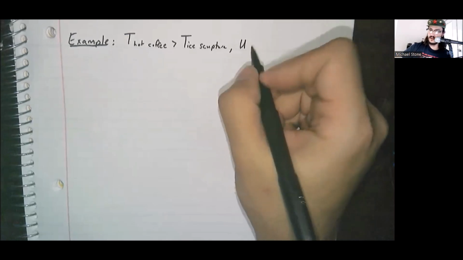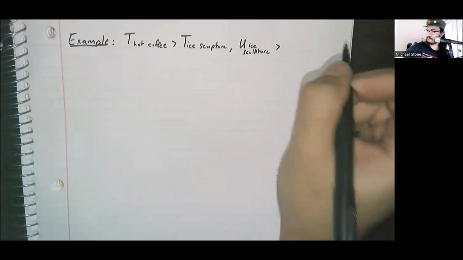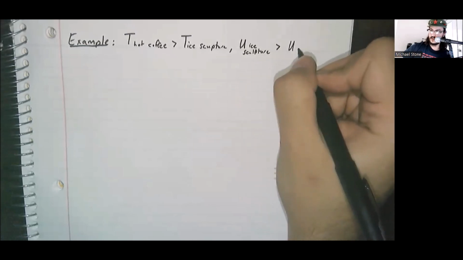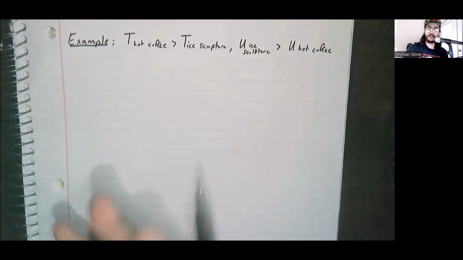The internal energy of the ice sculpture is much greater than the internal energy of the hot coffee. You've just got more particles that you have to get up to, even if it's lower speed, that still adds up.